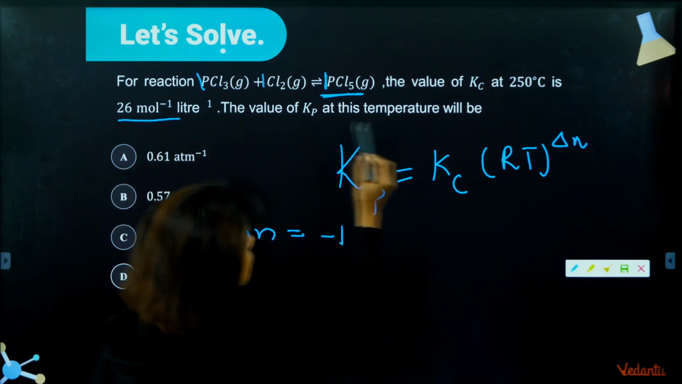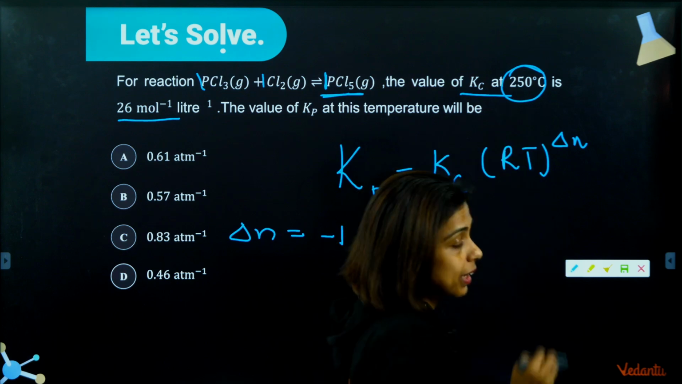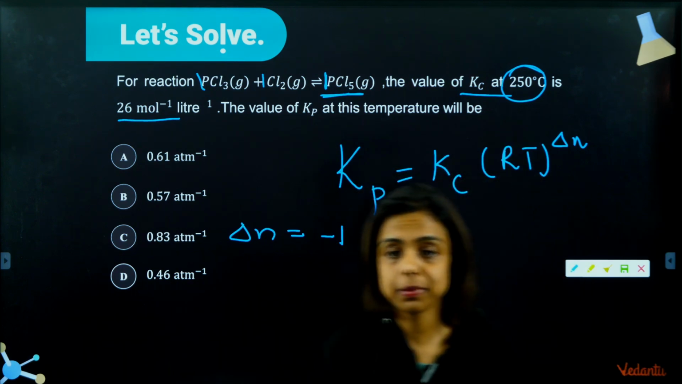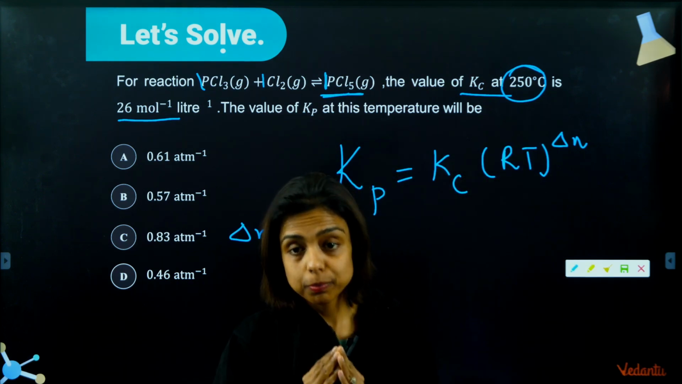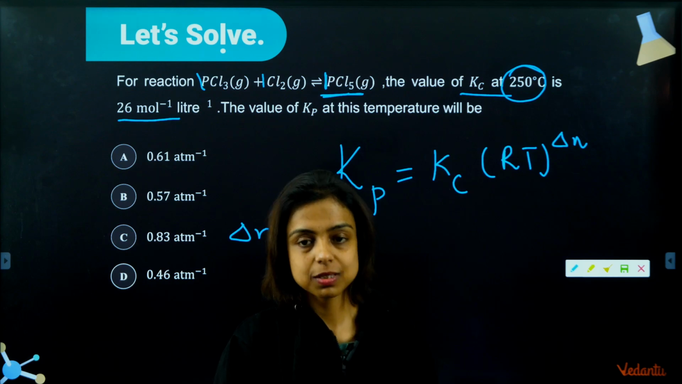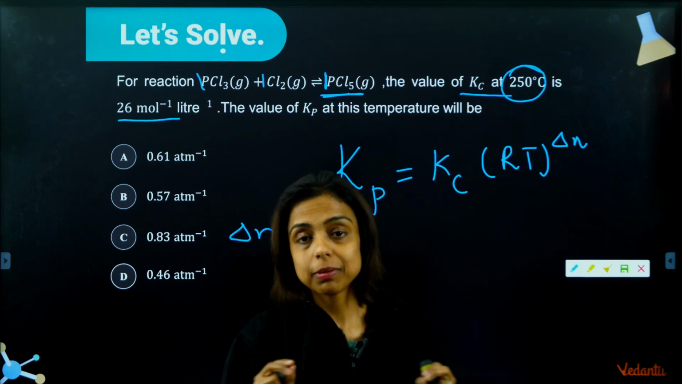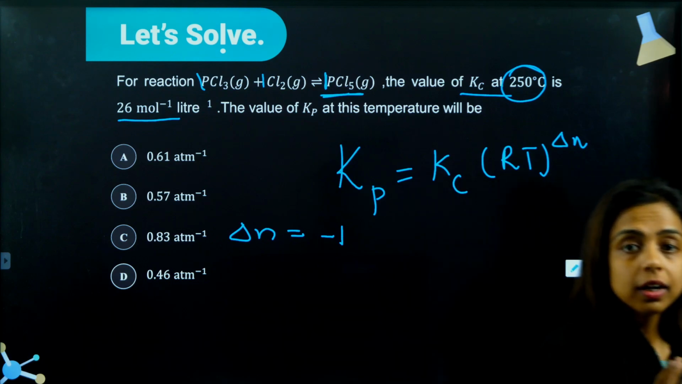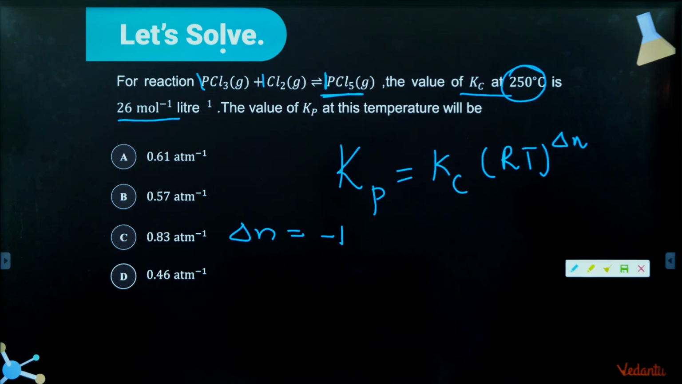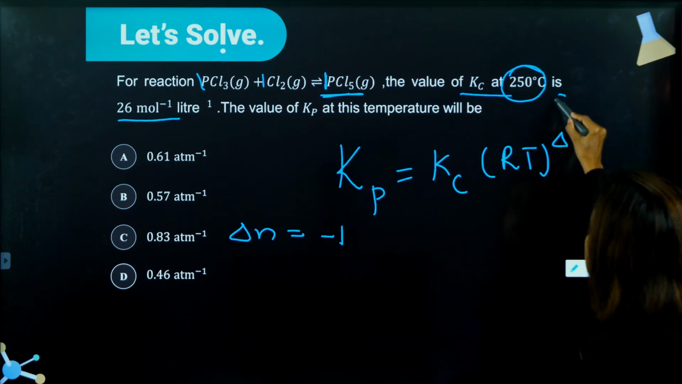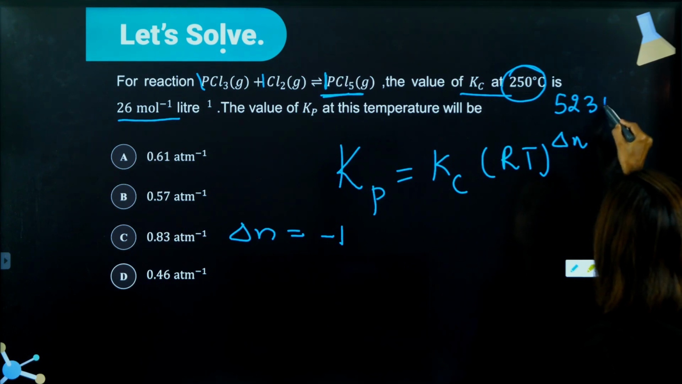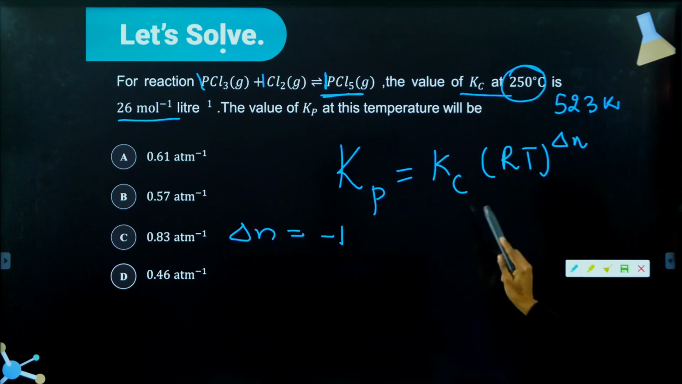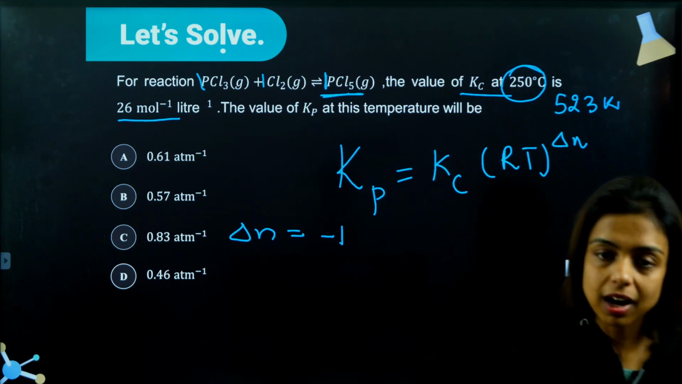Kc is given to us, guys. Temperature should be in Kelvin. You are supposed to calculate the temperature in Kelvin. Just make sure, guys, don't commit this mistake that you take the temperature in degrees Celsius in every question. Just take care that you are supposed to take your temperature in Kelvin. So 250 plus 273, so it is 523 Kelvin, right?